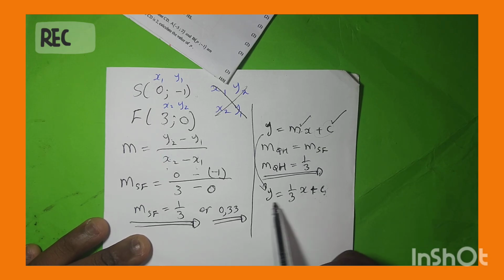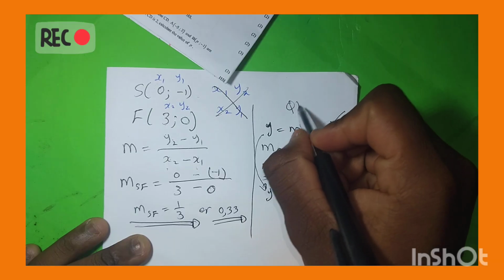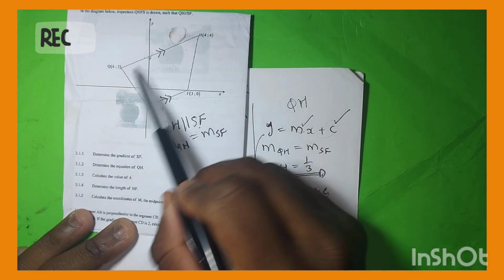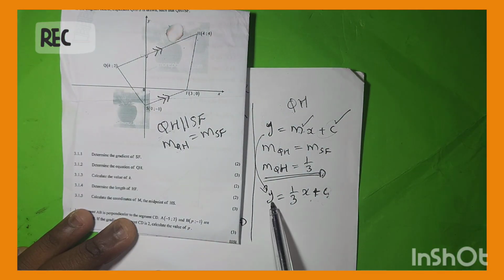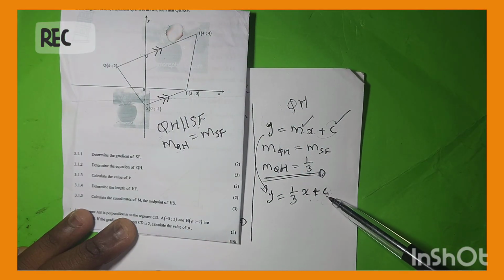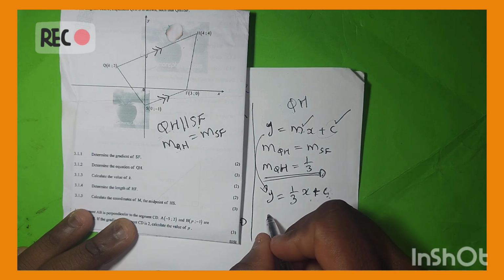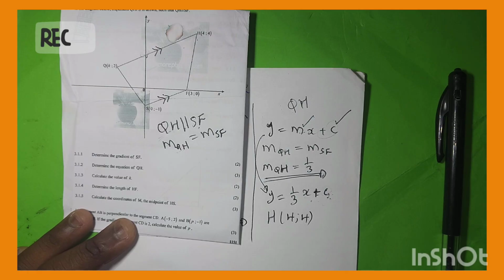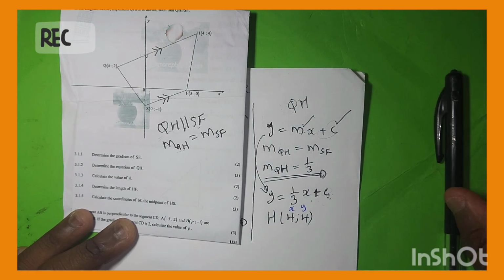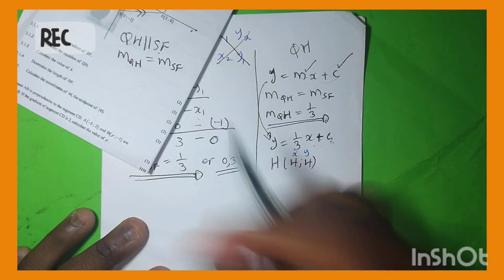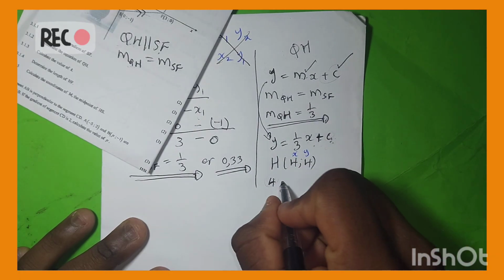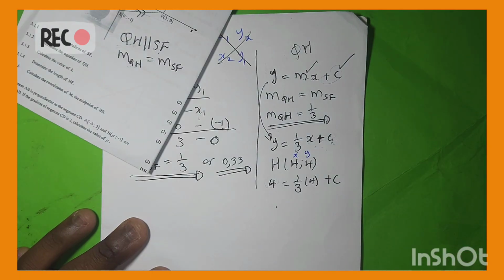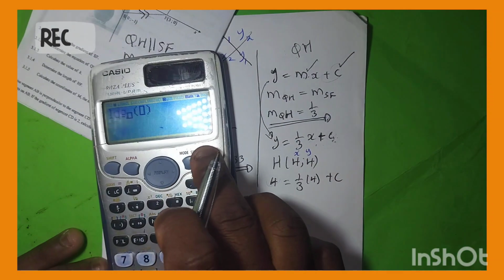You can take any point on the line of QH. From that line, you will take one point that you will substitute, so that you can solve for C. That point is point H, which is 4 and 4, whereby you have your x value and your y value. Then we substitute that point: substitute your y value here and your x value there. So then now you will solve for C.